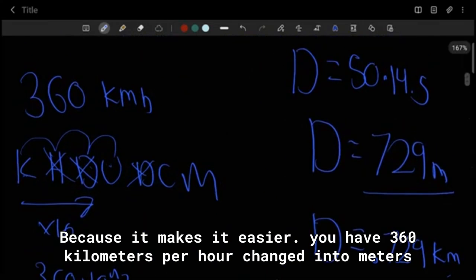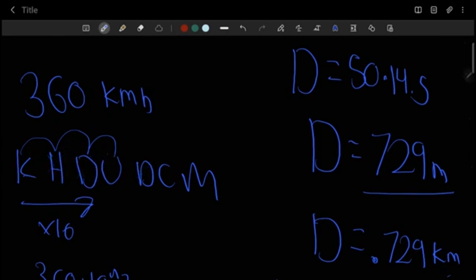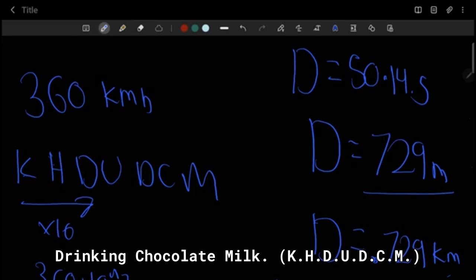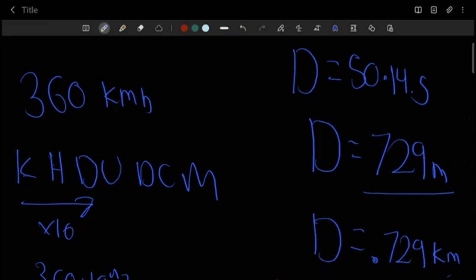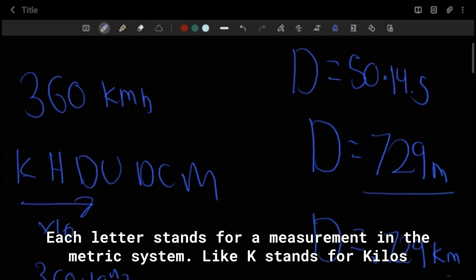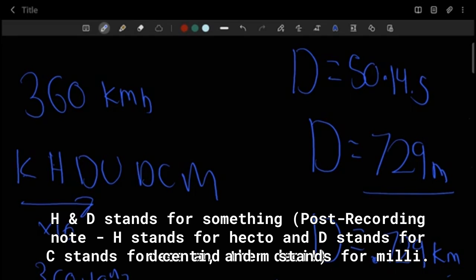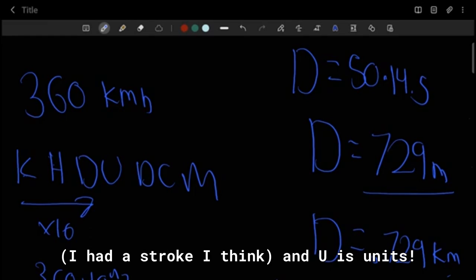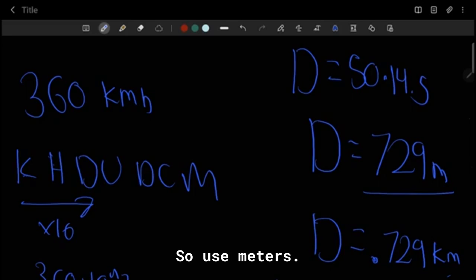360 kilometers per hour to meters per second would be used to, that's some vandalism from the last one I was here. Now, this is King Henry died unexpectedly drinking chocolate milk. It's a little bit violent, but it's the formula that I learned back in grade school. The letter stands for a measurement in metric. K stands for kilo, C stands for centi, M stands for milli, U is units. So if I was using grams, U would be grams, and here I'm using meters, so U is meters.